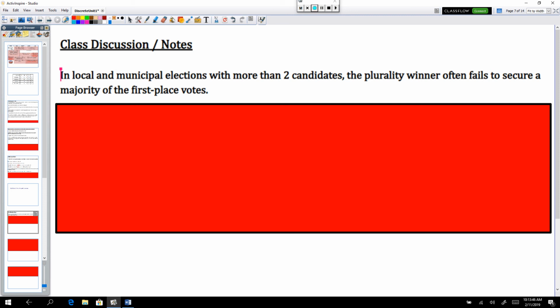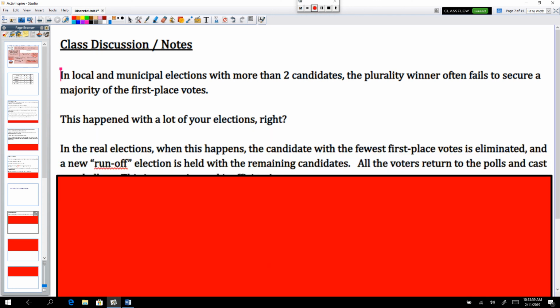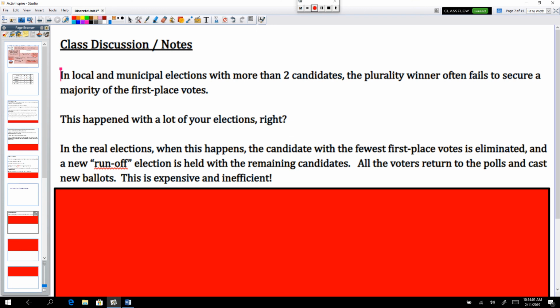And in that case, whoever wins the plurality, the most first place votes, may not have a majority. And so many times we do something called runoff. This definitely happened in some of our elections in class. When this happens, the candidate with the fewest first place votes is taken off the ballot, because we know they don't have a chance of winning.